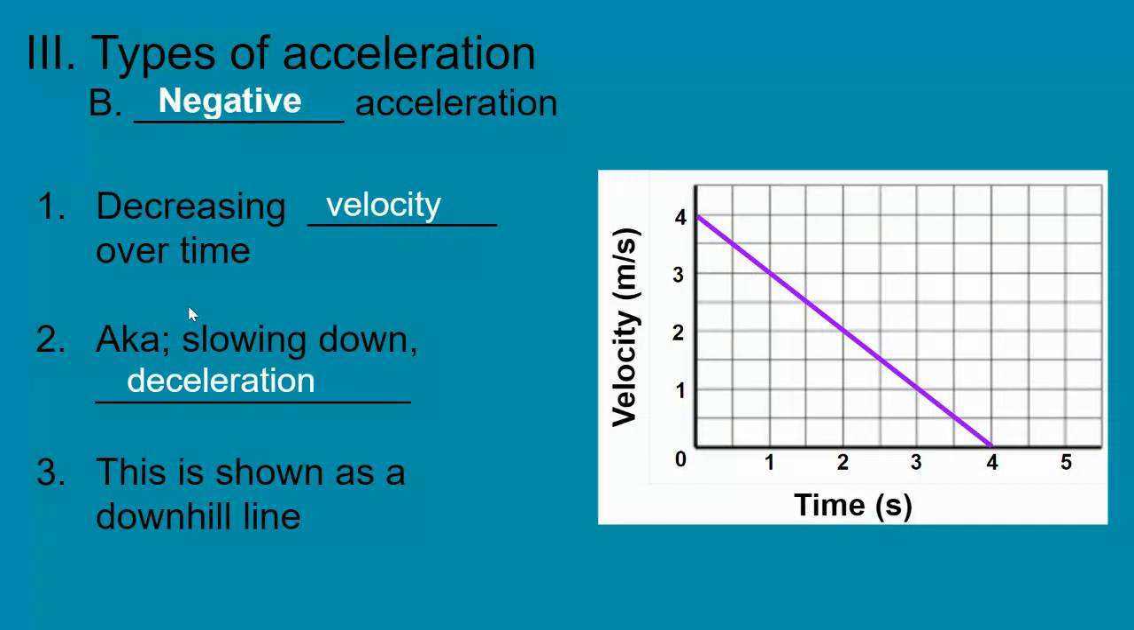And so you can tell again, if I grab my cursor here, we can kind of tell we're starting out at 4 meters per second and we're ending up down here at 0. So we have to be slowing down over that time. And so a downhill line is always going to show us that.